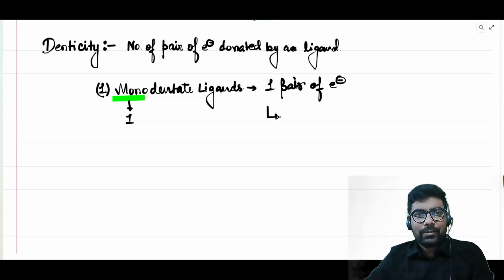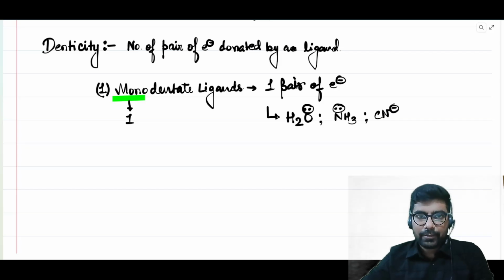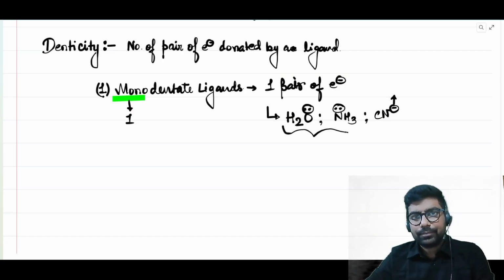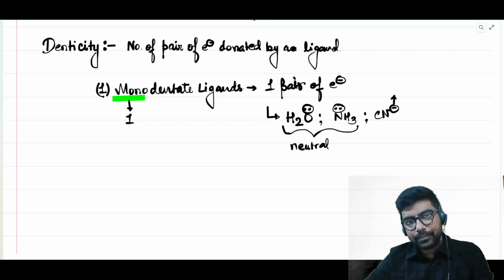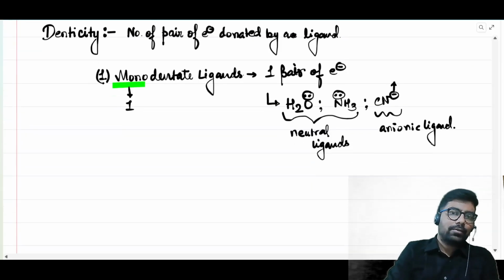Right. We can have some examples. A water molecule has a lone pair on oxygen, it can give. Similarly, ammonia, nitrogen has a lone pair, it can give. Similarly, we have CN minus. Again, the negative charge can be given. So these two are neutral ligands. This is an anionic ligand, because it has a negative charge, it's an anion.